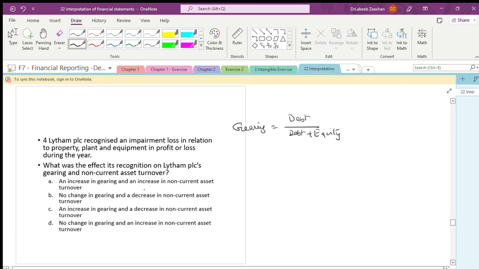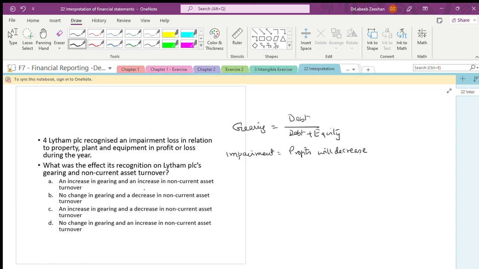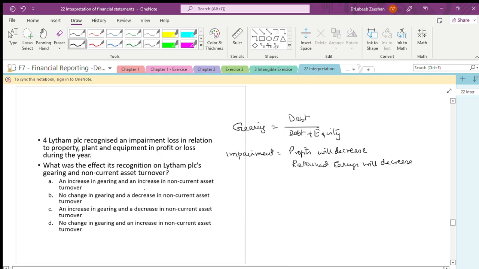What happens if there is an impairment? The profits will decrease. Profits decreasing, what will happen? Retained earnings will decrease. Is it right? Retained earnings will decrease. In the gearing, what are we doing?